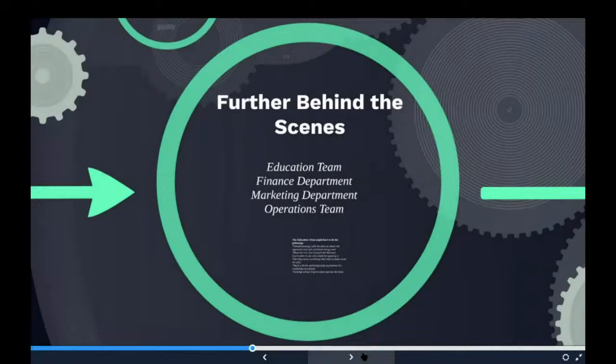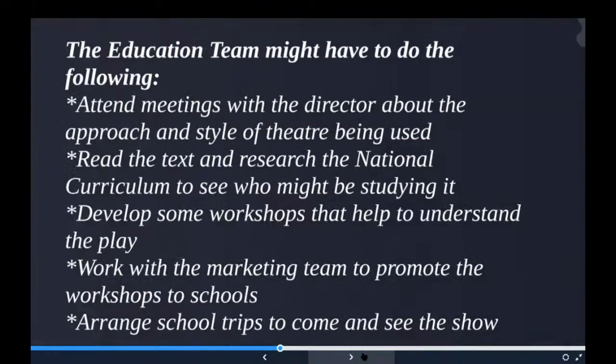So our example in here is the education team. What is an education team going to have to do to make sure that this show can happen? Well, they're going to have to attend meetings with the director and the creative team to talk about the style of theatre that's being used and the approach that's being used. They're going to have to read the text and research and use their knowledge of the national curriculum to see who might be studying it and what schools might want to be coming in.